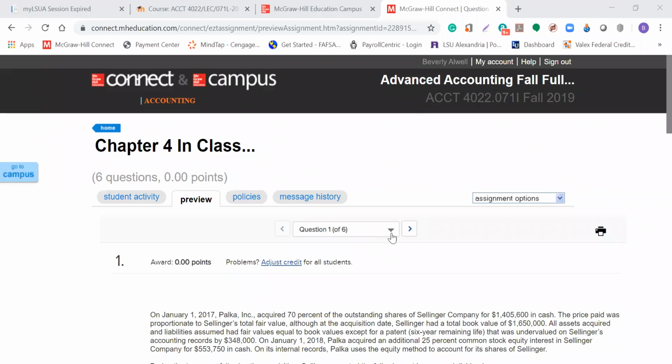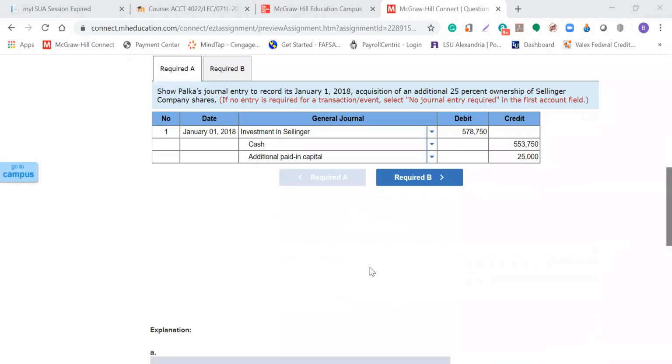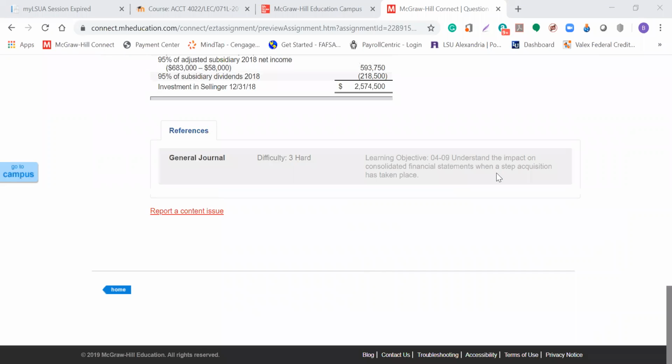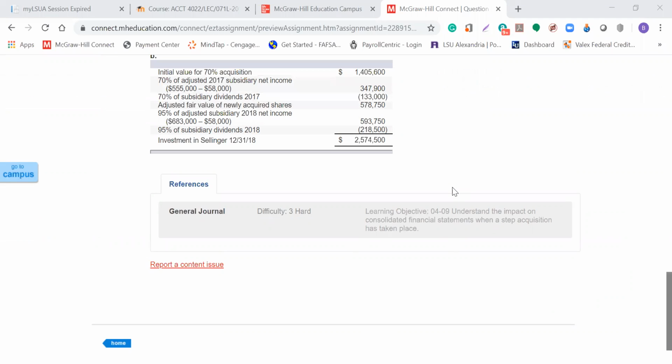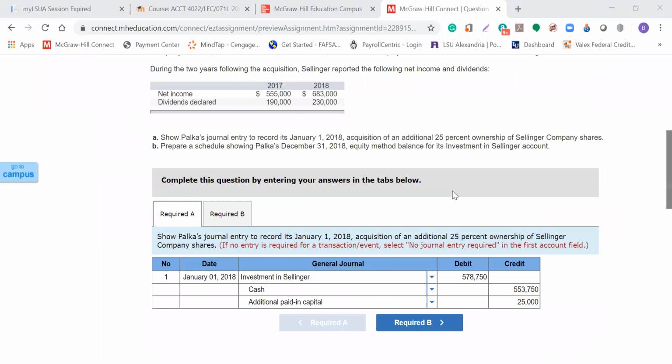Good morning, everyone. We're going to talk about the in-class problems today. There are 6 of them that I set up for Chapter 4 that we're going to do as a review based on student questions. This particular concept looks at learning objective 4-9, understanding the impact of consolidated financial statements when a step acquisition takes place.